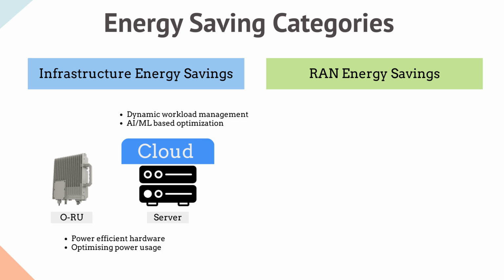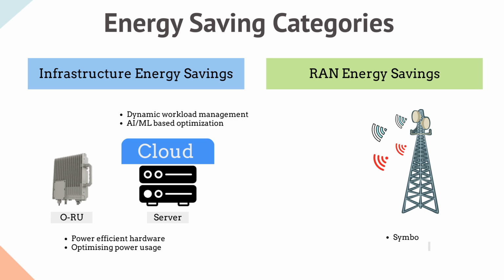The RAN energy saving category covers energy saving features at the radio level, such as symbol shutdown, cell switch off, and RF transceiver switch off. These features allow specific components of the radio to be switched off during periods of low traffic, leading to significant energy savings.